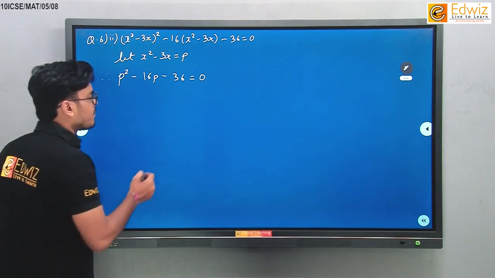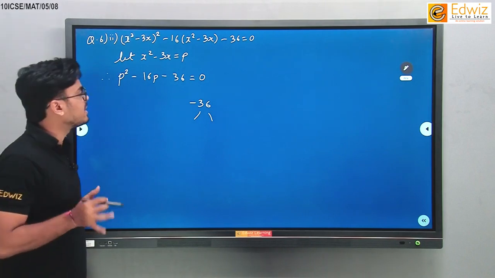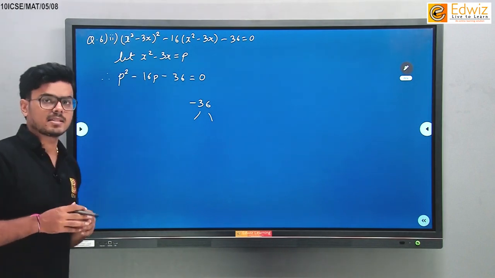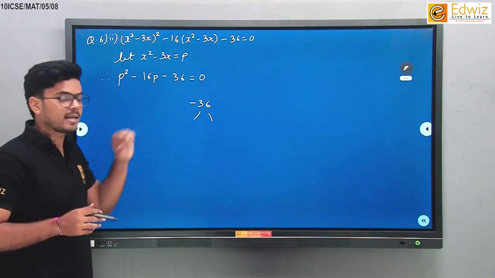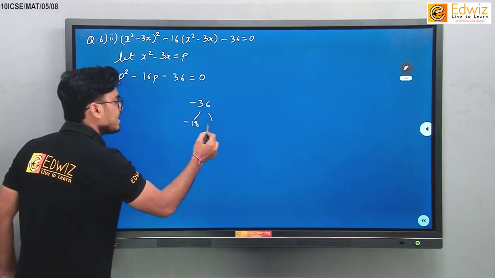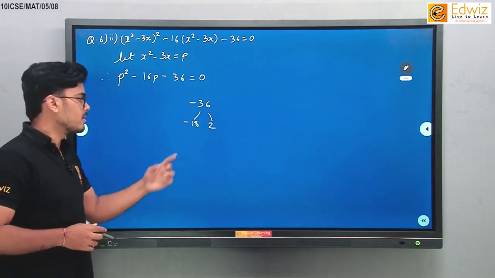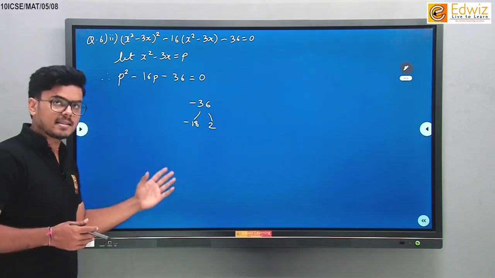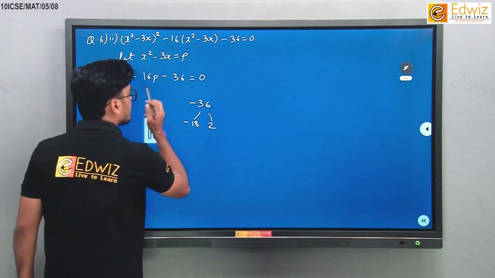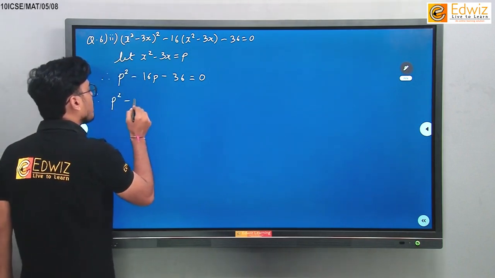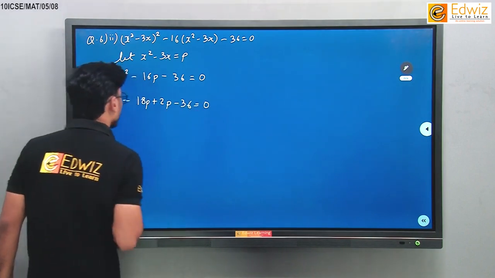We need factors of minus 36 such that the difference between the factors will be minus 16. Okay. 18 twos are 36 as you all know. Correct. So I can write it minus 18 and 2 because the difference should be minus 16. Correct. So we will take the bigger number as negative. Minus 18 and plus 2 are my factors. Let us use them to factorize the middle term. So p square minus 18p plus 2p minus 36 equal to 0.